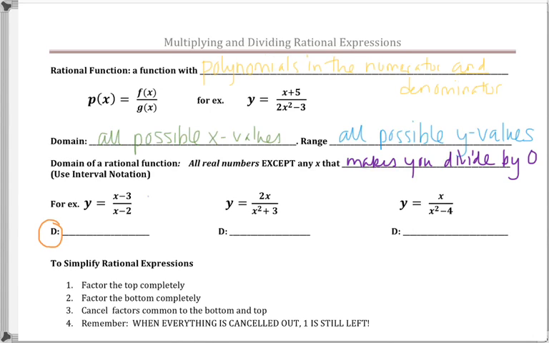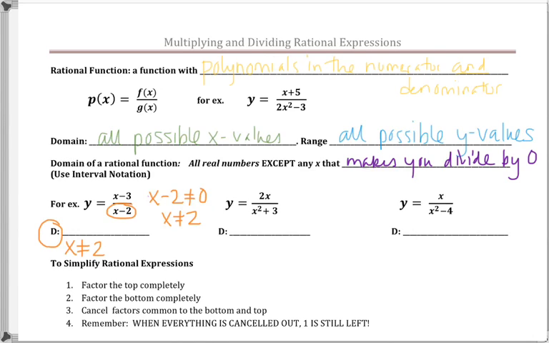Well, if you think about it, I'm dividing by x minus 2 here. So if I put a 2 into this function, I'm going to be doing 2 minus 2 in the denominator, which gives me 0. So I cannot let x equal 2. A quick way to find that out is to write yourself an equation where we take the denominator, x minus 2, and say it cannot equal 0. And you can solve this little equation by adding 2 to both sides and seeing that x cannot equal 2.